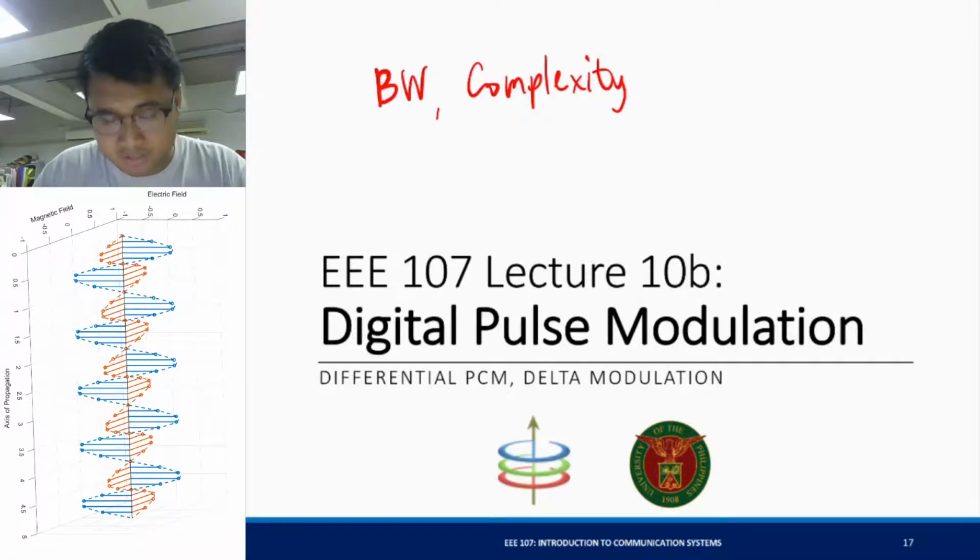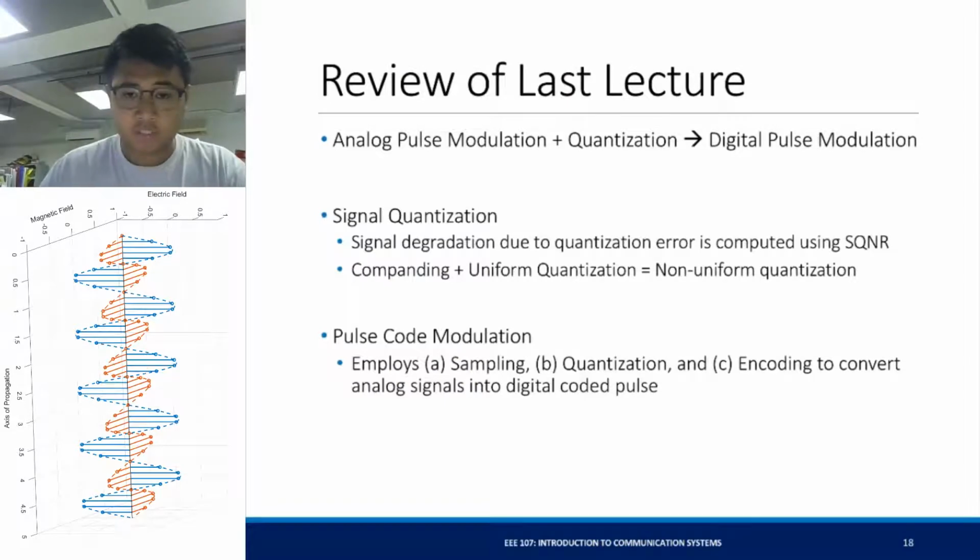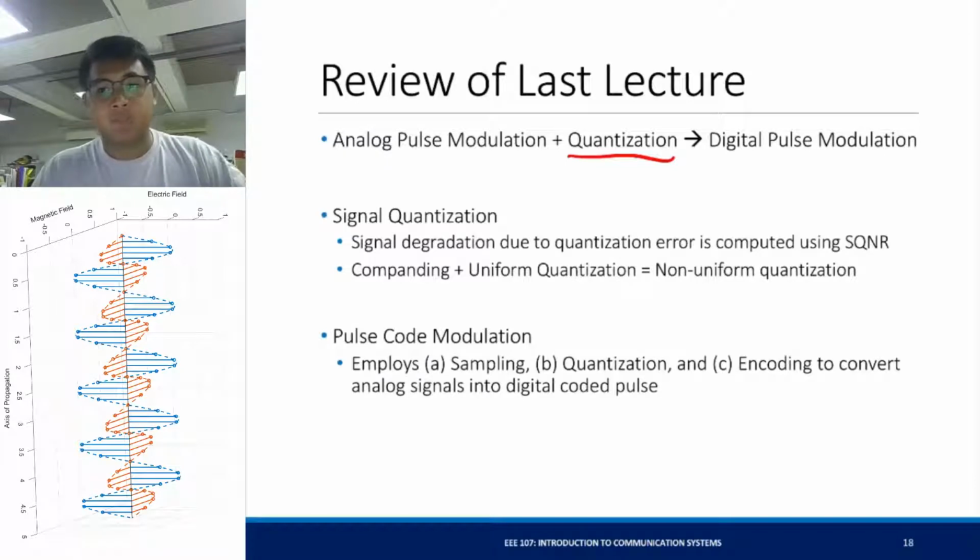So there are two approaches there. Just a review on the last lecture. I introduced to you the quantization techniques. How do we quantize signals that have large crest factors, non-uniform quantization. There's also uniform quantization. How do we represent the quantized signal into bits, and the use of pulse code modulation in your time division multiplexing scheme.